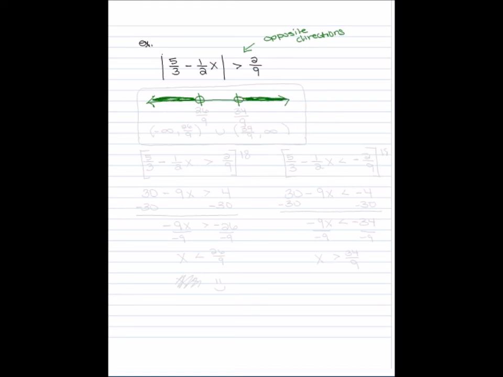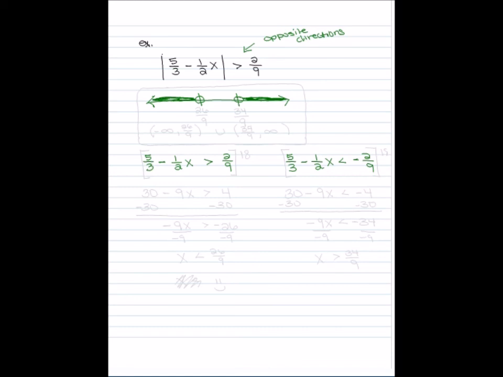Now I have to do the math to figure out what are the two numbers that go on the number line. So I write the inequality the way it looks without the absolute value symbols. And then the second time that I write this inequality, I flip the inequality and I put negative in front of the 2/9. So now I need to solve each one of these individually.